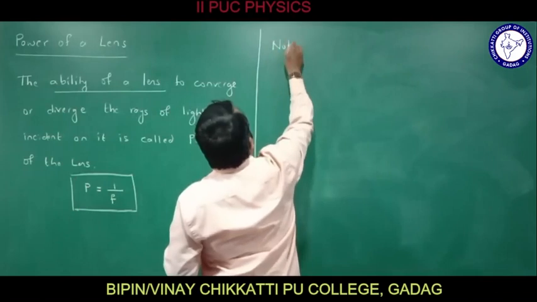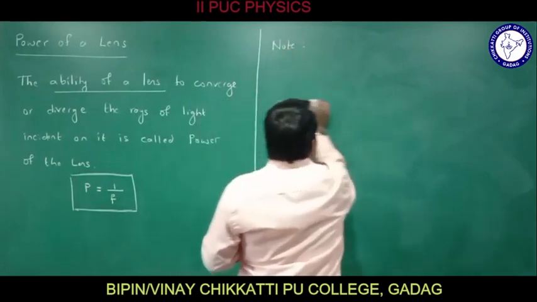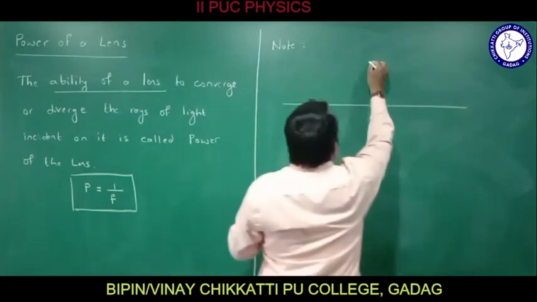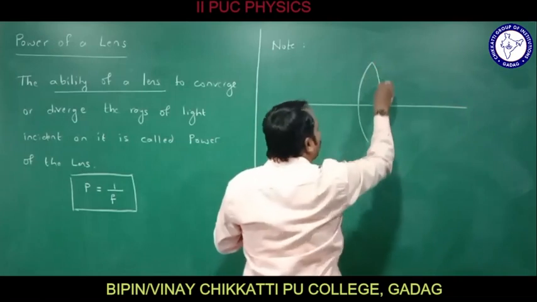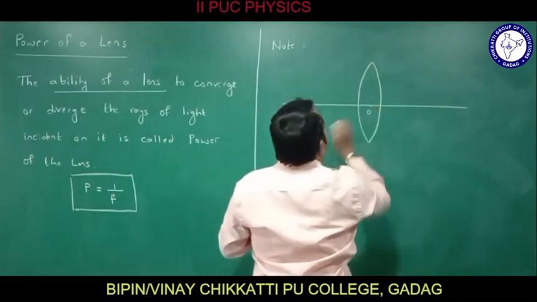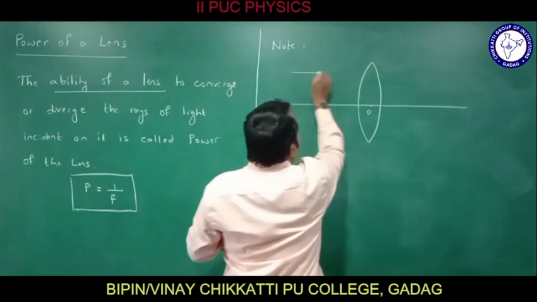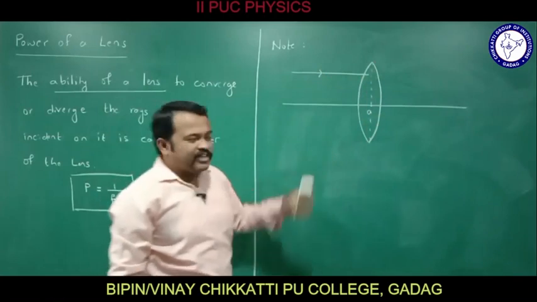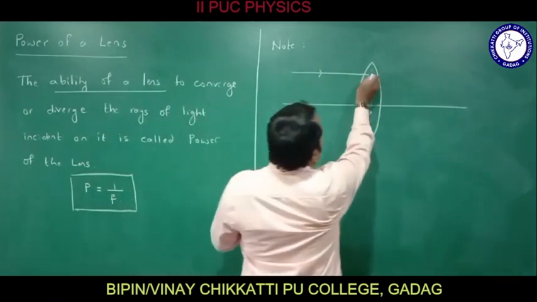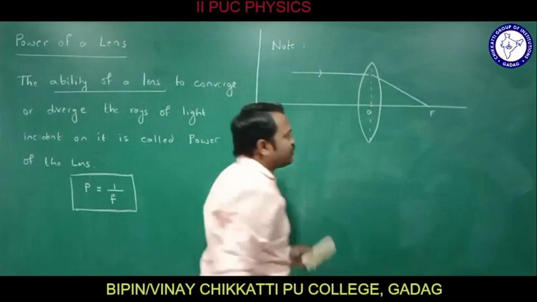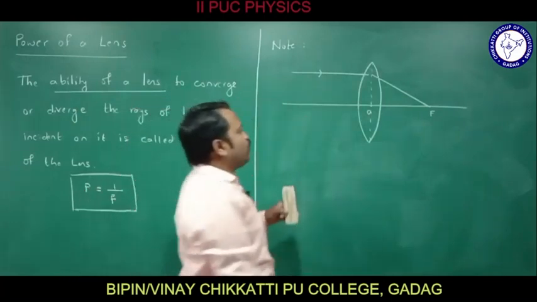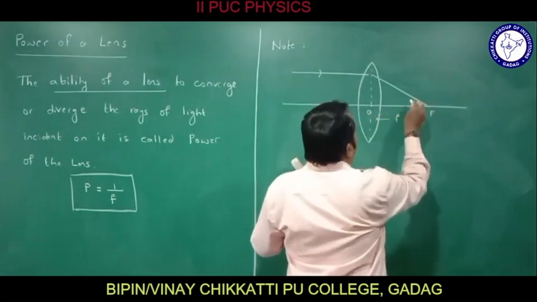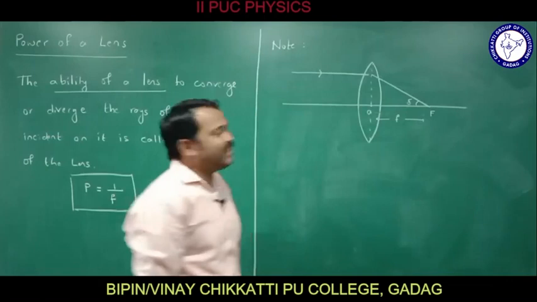Now let me define it in another way. Let us define the power of a lens in terms of angle. This is a convex lens. This is the optic center. This is the ray of light. So what does a convex lens do? It converges the ray at this point. Let me take this point as F. What is this distance? Focal length. Let me take this angle as delta.